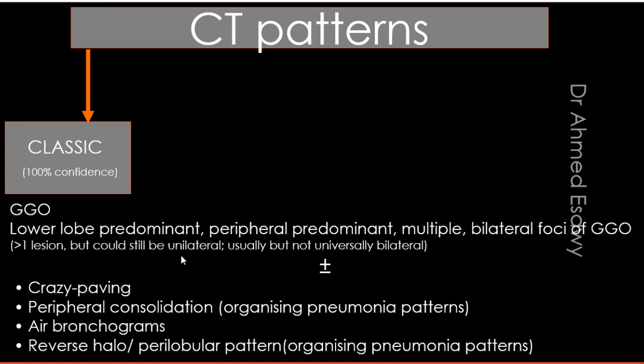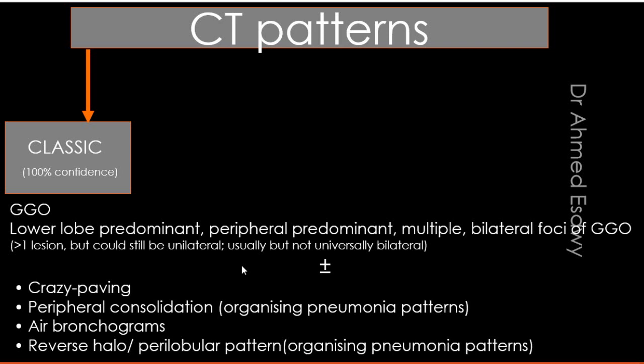Ground glass opacity distribution: lower lobe predominant, peripheral predominant, with multiple bilateral foci of ground glass opacity. Could it be unilateral? Yes. If more than one lesion, it could still be unilateral, but usually it is bilateral. This is the classic CT pattern of COVID infection. Ground glass opacity may present with other findings, or as isolated ground glass opacity with no other finding.